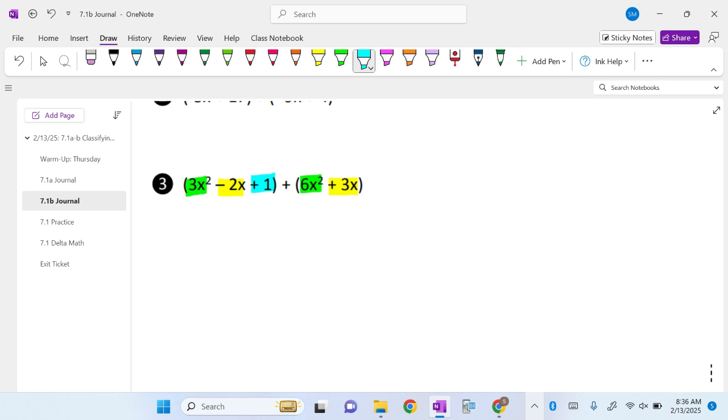So if I wanted to write this, adding them in standard form, what would come first? What variable? Would it be the x squared, the x, or the constant? If I wanted it to be in standard form, what comes first? It'll be the x squareds. So I would do 3x squared plus 6x squared plus, what will come next?